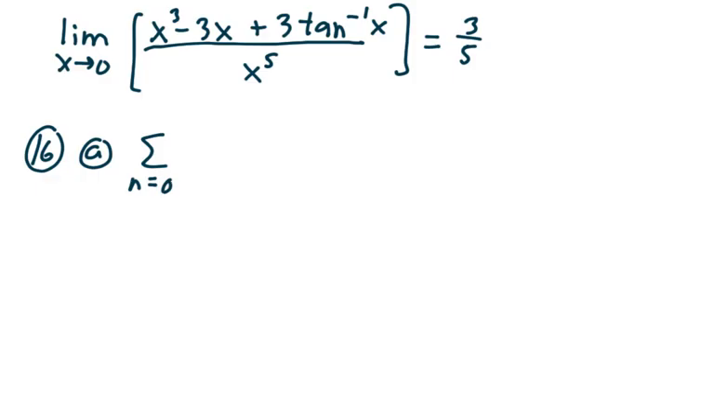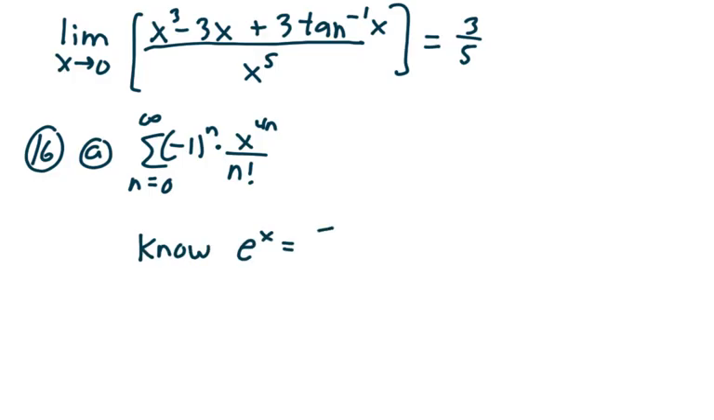Suppose we have the summation from n equals 0 to infinity of -1 to the n times x to the 4n divided by n factorial. And we want to know the function represented by this series. But what do we know? We know that e to the x is the summation from n equals 0 to infinity of x to the n over n factorial.